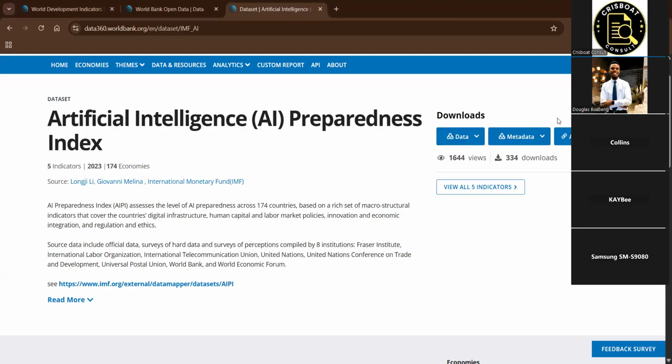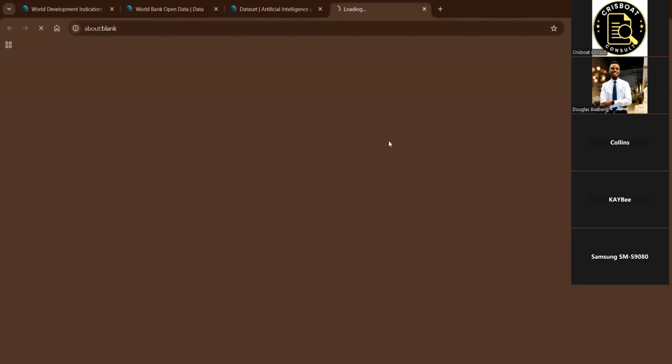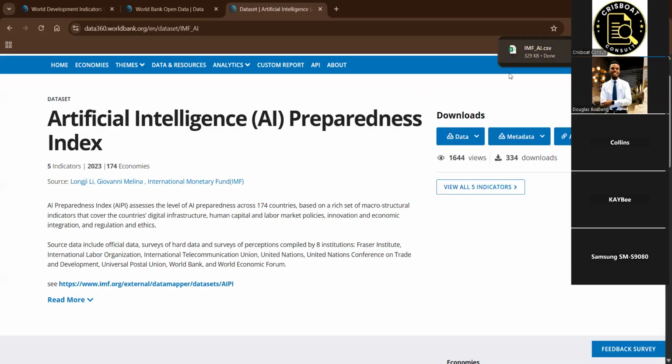So Douglas, what do you think you can connect with AI preparedness? Let's say you have AI preparedness for Ghana. What relationship can you examine? Yes, I've downloaded it and opened it. Let me share it for you to see. This is how a paper is written. There's no magic anywhere. If you see data like this, you should picture a concept in your head.